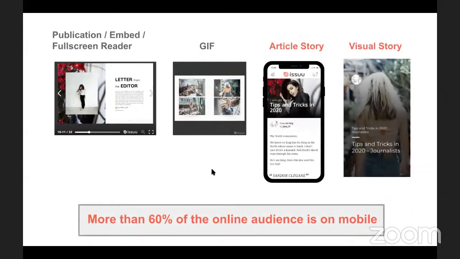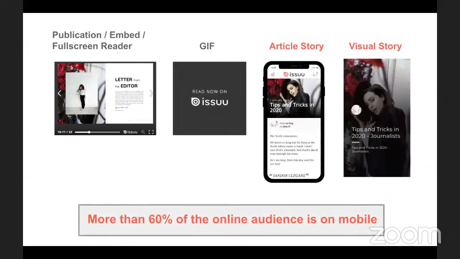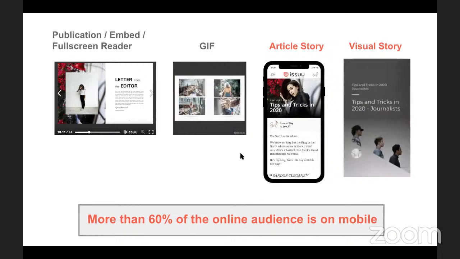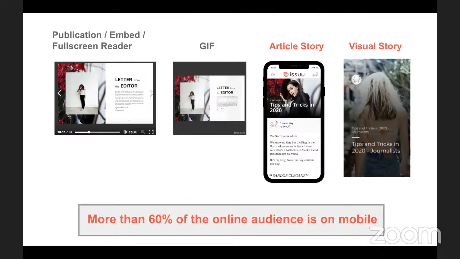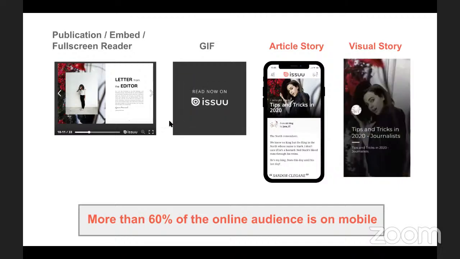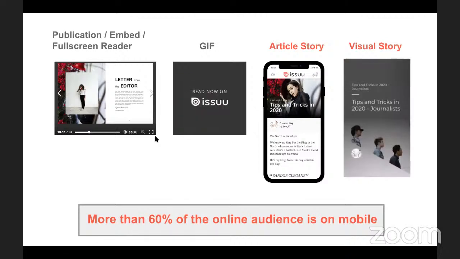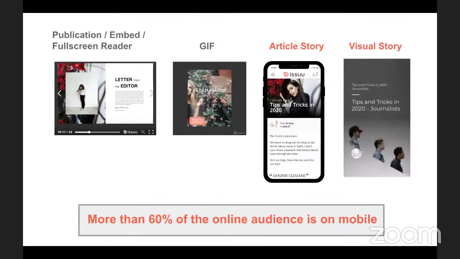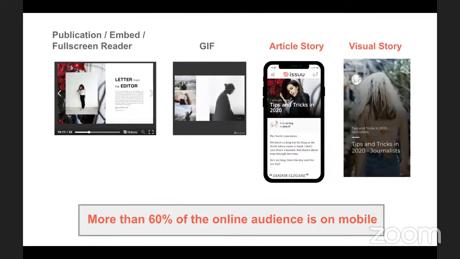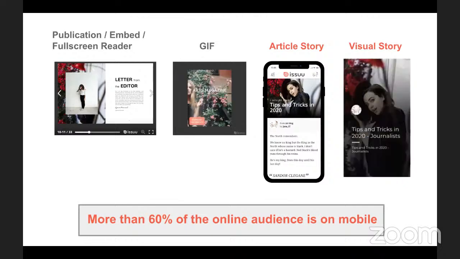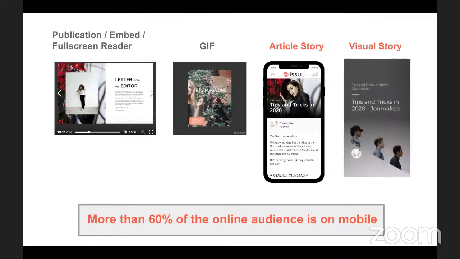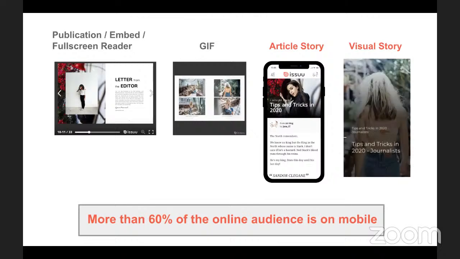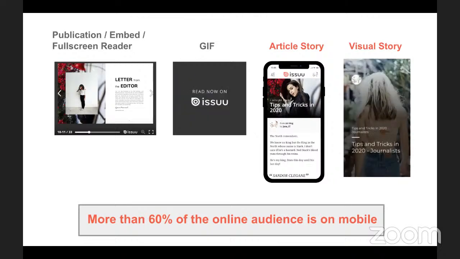We can see here the different ways you can convert your document into different forms of assets to use in your social media campaign. On the left-hand side here is the original publication as it appears on Issuu as part of an embed or full screen reader. From there, you could take that asset and convert it into a GIF, an article story, and a visual story.